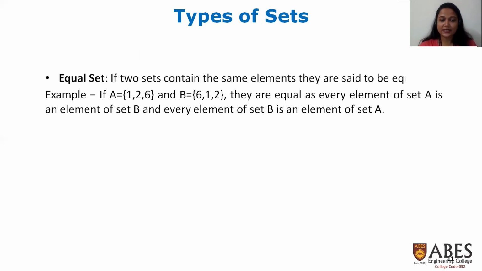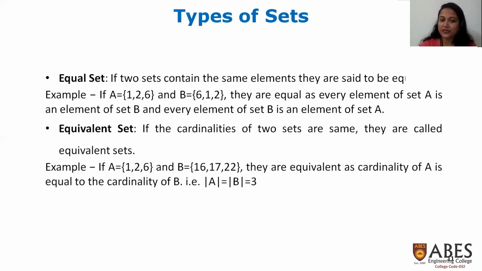Now what are equal sets? Equal sets means when the two sets contain the same elements. If their order is different, it doesn't matter, but all the elements which are present in set A are present in set B, then we call them equal. Equivalent sets: it is not necessary to have the same elements, rather if their cardinality is the same, then we call them equivalent sets. For example, set A consists of 1 to 6 and set B consists of 16, 17 and 22. In that case, the cardinality of both the sets is equal to 3. Therefore, A and B are called equivalent sets.